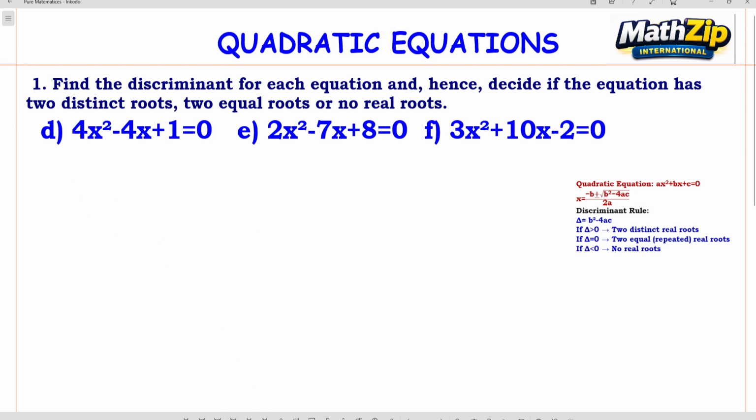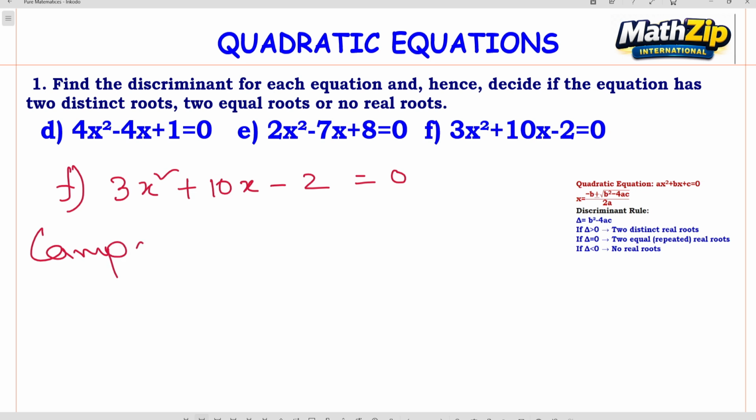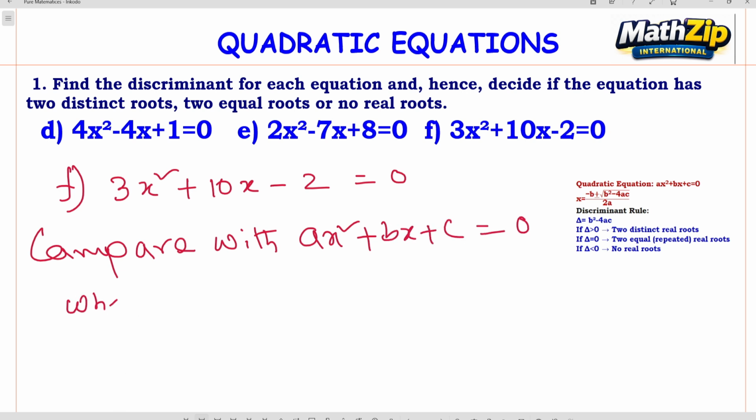Number F. Here is 3x² + 10x - 2 = 0. So compare with ax² + bx + c = 0, where a = 3, b = 10, and c = -2.